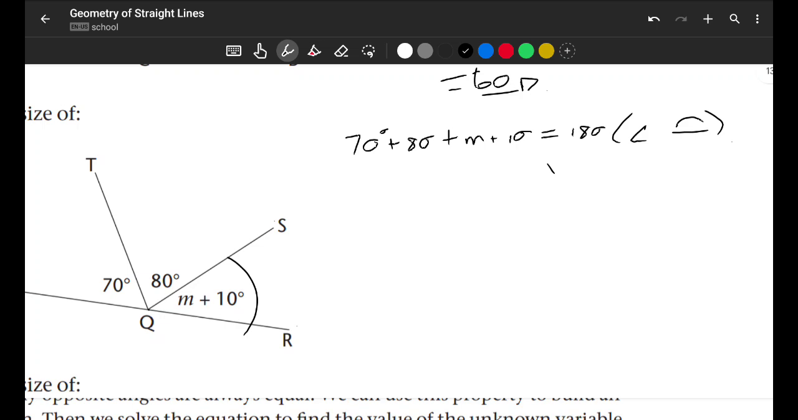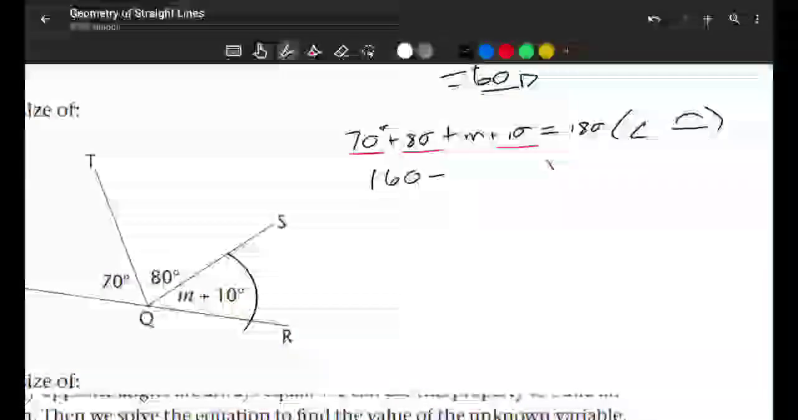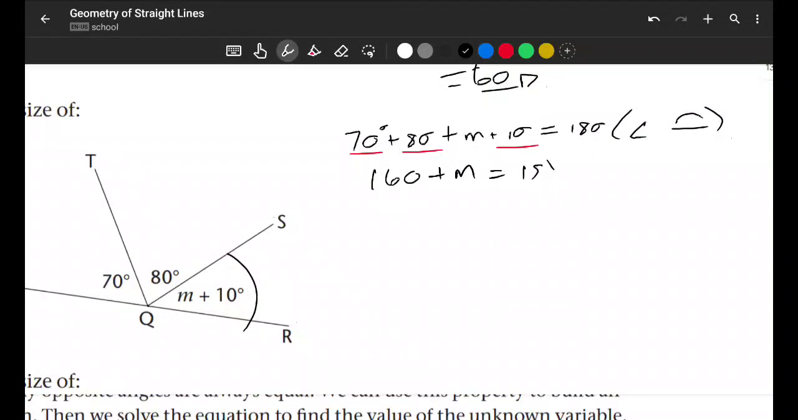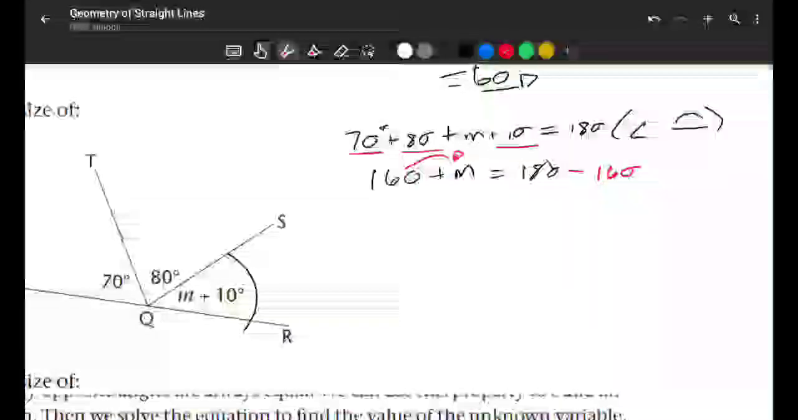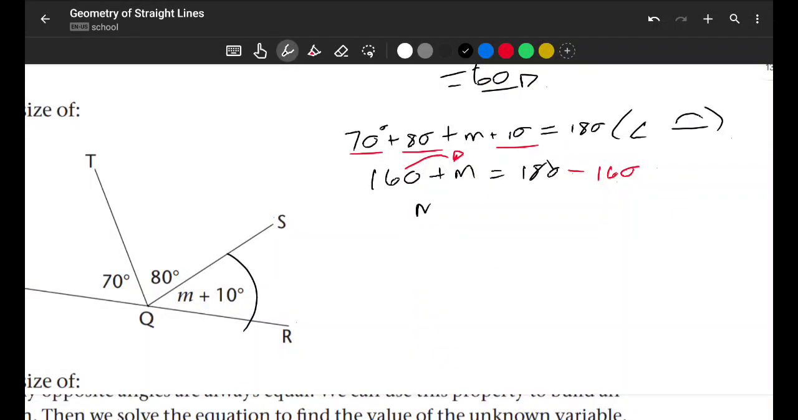So 70 plus 80, how much does that give us? 150. Oh, sorry, I missed one. 150 plus this 10. So always remember 70 plus 80 plus 10. So it's going to give us 160. 160 plus M equals 180. Take the 160 to the other side. You're going to say minus 160, and you're going to be left with M is equal to 20.